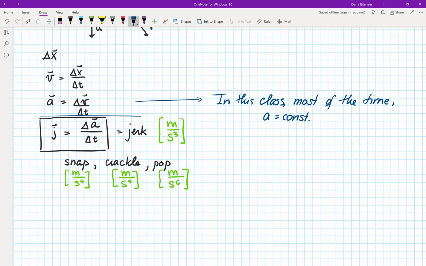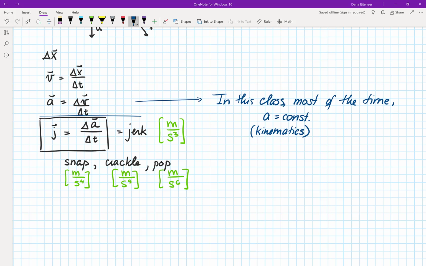Now, it's possible for position to be constant. It's possible for velocity to be constant. But specifically for acceleration, if acceleration is constant, we have a very special name for that. We call that kinematics. And we're going to have a separate topic on one-dimensional kinematics that's coming up.